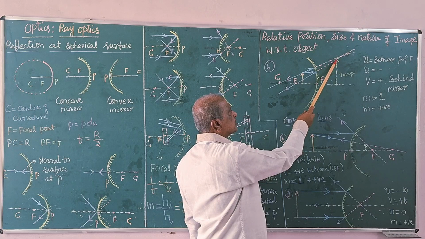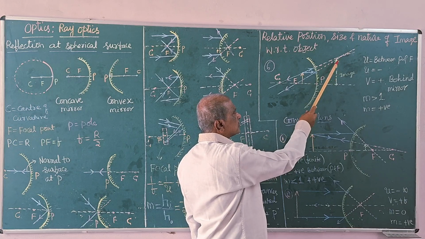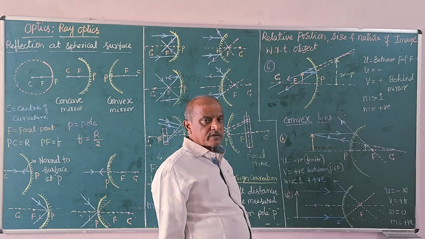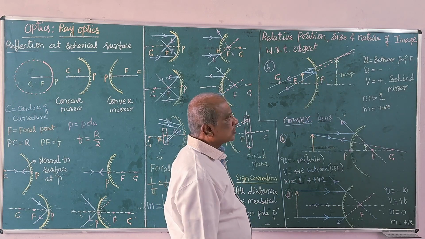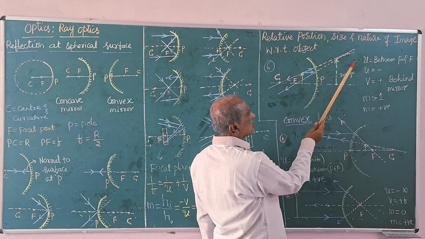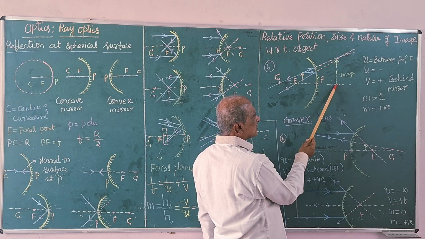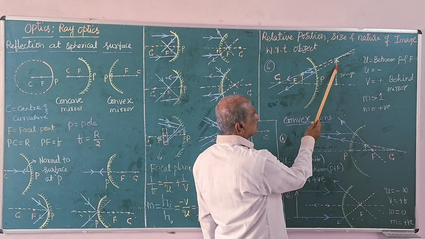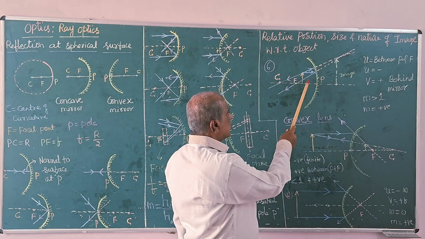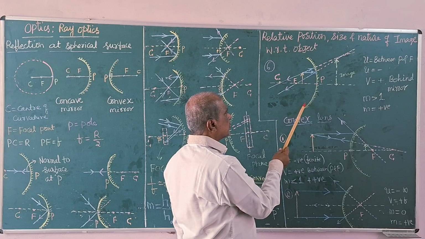They will meet, intersecting at this point. This is the tip of the image. So the image point will be here, and the remaining image should be drawn perpendicular to the principal axis like this. So this is the image we get for this object, kept in front of the concave mirror like this.